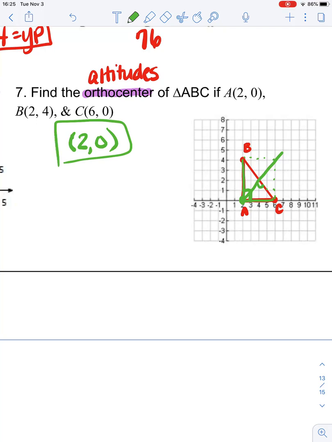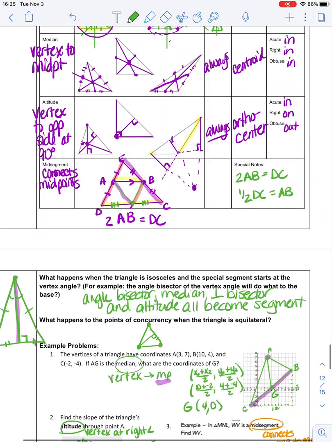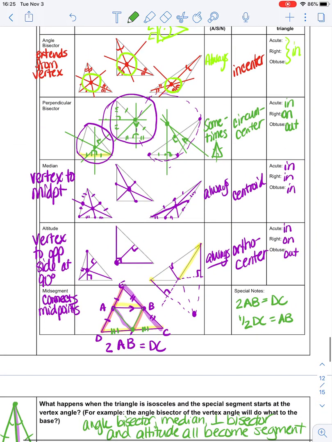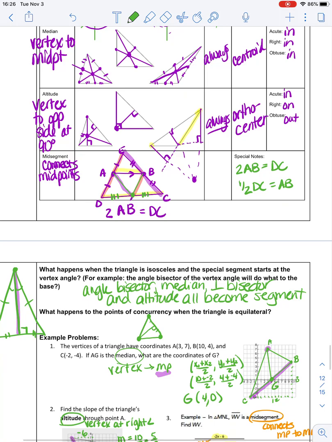So you're looking for the intersection of the altitudes when you look for the orthocenter. It is important to know where all these pieces are. The angle bisector goes from the vertex and bisects the angle. The perpendicular bisector does not always and usually does not go through the vertex. It just bisects the sides at a right angle. The median goes from the vertex to the midpoint. The altitude goes from the vertex to the opposite side at a right angle. And then the midsegment connects the midpoint to the midpoint.